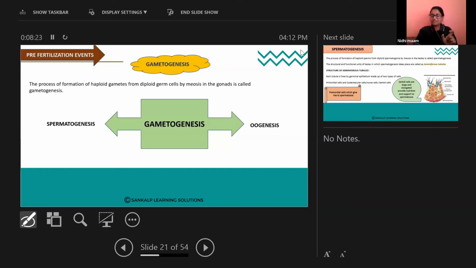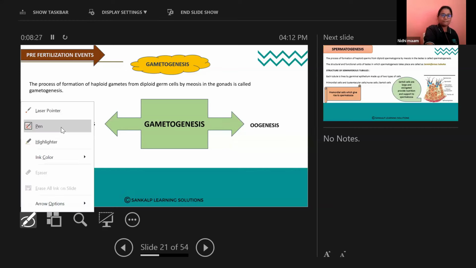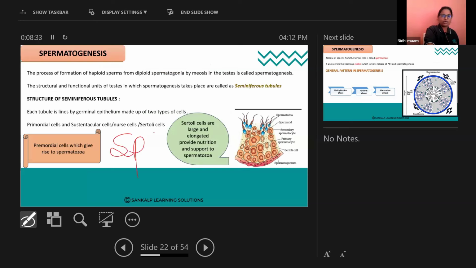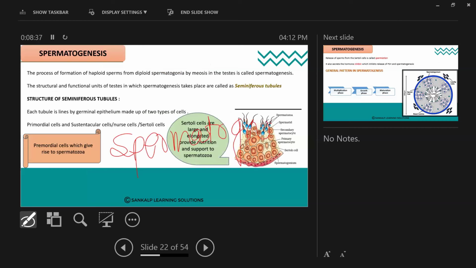Then what will be the ploidy of spermatogonia? Diploid ಅಂತ ಹೇಳಿದ್ರಿ. Okay, good.